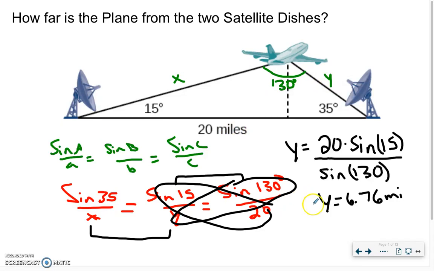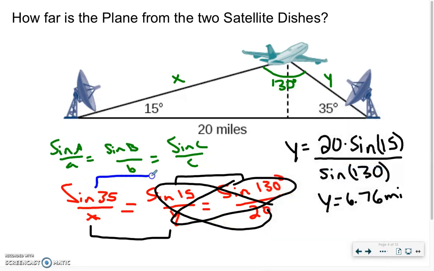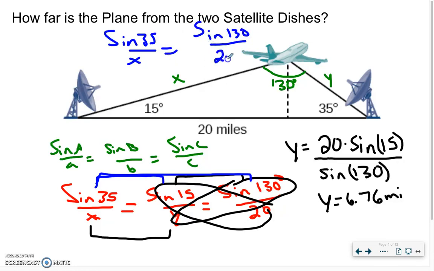And now we just kind of do the same scenario. So we're just going to go ahead and find x. We're going to compare 1 and 3. So you're now going to do sine of 35 over x is equal to sine 130 over 20. And as much as possible, try and go back to this original given segment that we have.